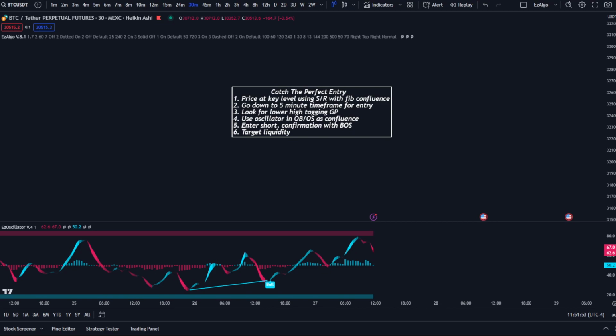Here is how to catch the perfect entry on a lower time frame. Oftentimes when you have a key level in mind, it's hard to get that pinpoint entry. So I'm going to tell you guys exactly what I look for, as well as show you guys a few examples that are playing out in real time with a chart in advance.